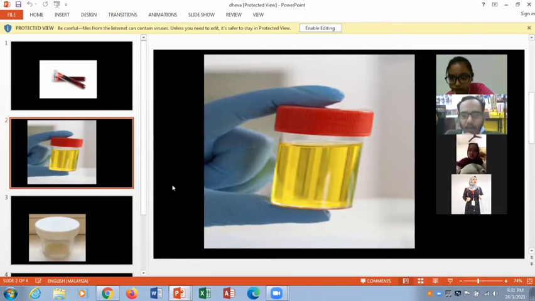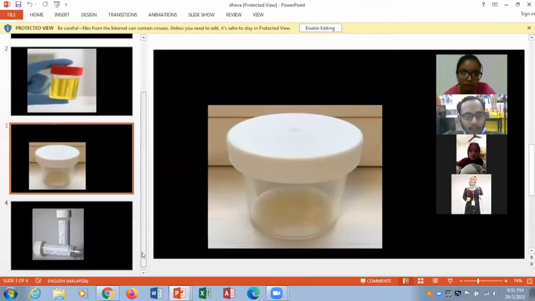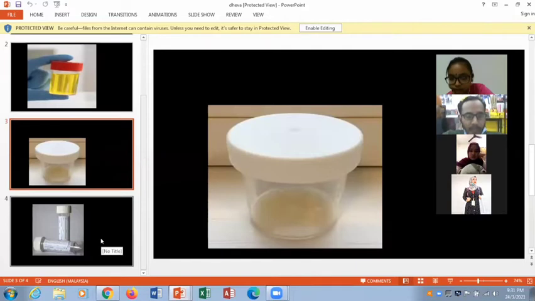Now we can move to the sputum sample. Sputum specimens should be collected in the early morning. If possible, collect three sputum specimens on consecutive days unless otherwise instructed. The specimens should be kept in the refrigerator until they are submitted to the laboratory.